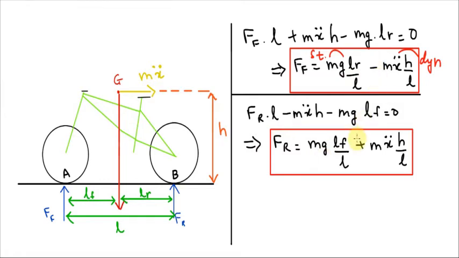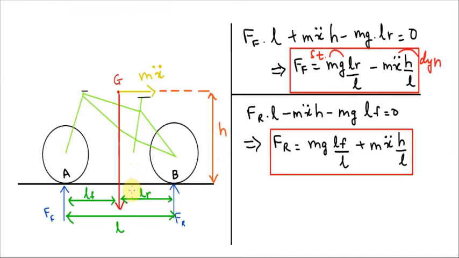The only difference is in the sign. Here the dynamic part is negative. Here it's positive. For a wheelie, for this video we do not require this equation, but if you are interested you can just have a look at it. So this was all about doing a wheelie on a flat surface.